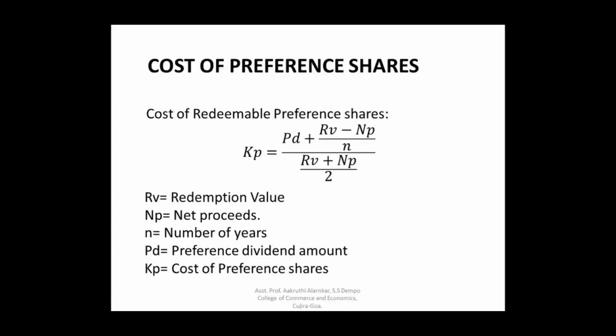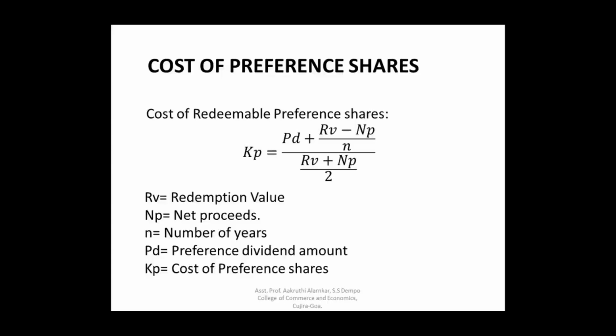Okay, so the details of all the terms I have mentioned over here, so you all can read it. The formula is the same formula we used for YTM. It is just that now we are using preference dividend in place of interest for calculating the KP. Okay, so this is the cost of redeemable preference shares.